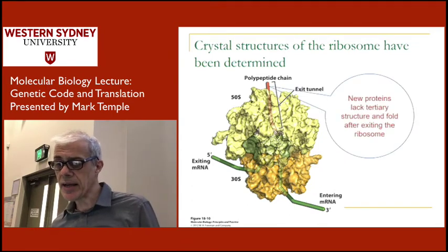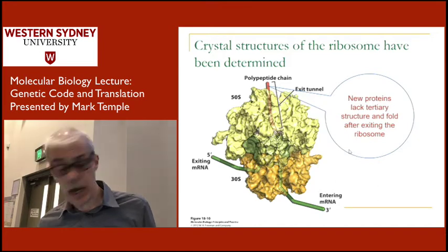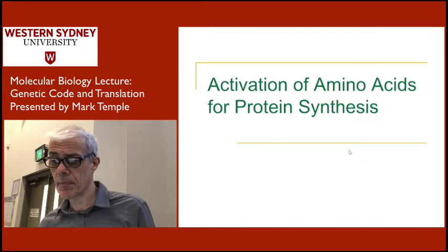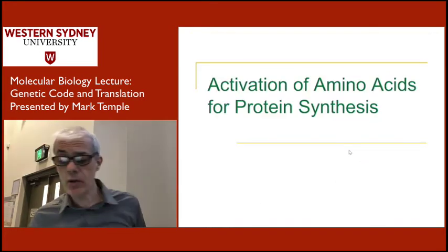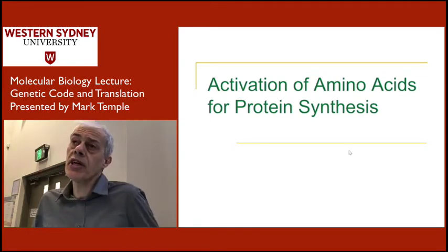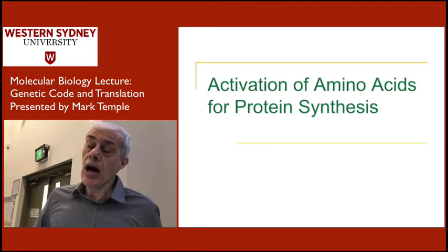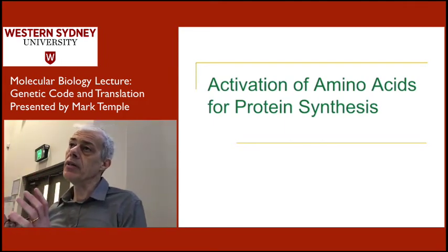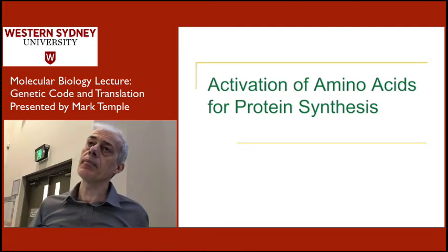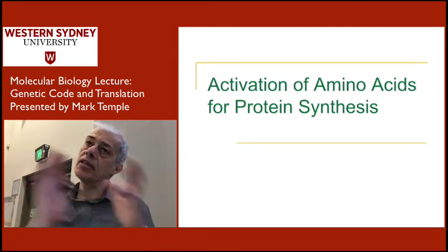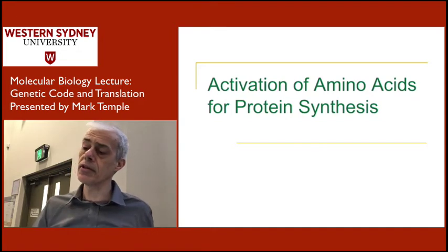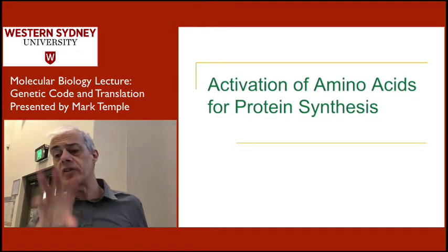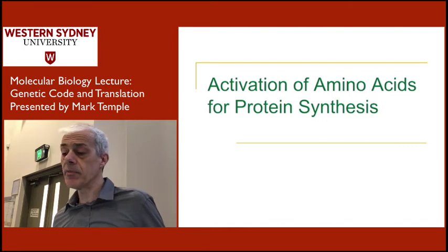And as the polypeptide exits this polypeptide tunnel here, it needs to be folded prior to being an active protein. So now we're going to look at some of the process of how an amino acid needs to be chemically bonded through a covalent bond to a transfer RNA. And then that transfer RNA can take that amino acid into the site where protein synthesis occurs. So there's a side issue that we need to look at, which is the activation of these amino acids.